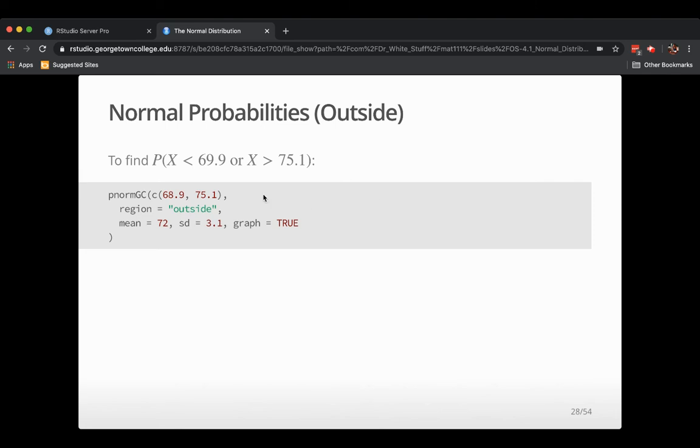Very occasionally, you'll want to find the chance of being outside in some region. Like, what's the probability that the person is either less than 69.9 inches or more than 75.1 inches? Again, it's pnormGC, and again, it's your boundary numbers stuck together with the C function. But now you say region is outside. Everything else is the same.